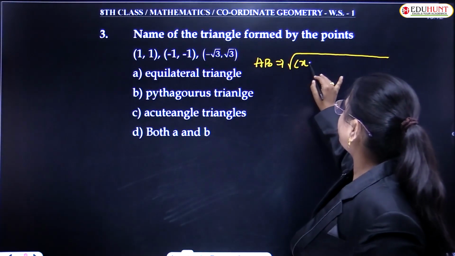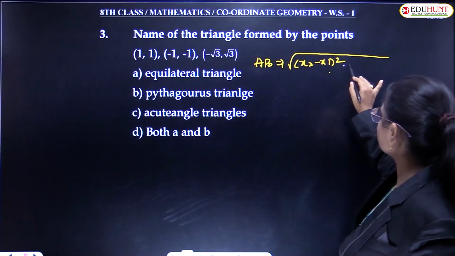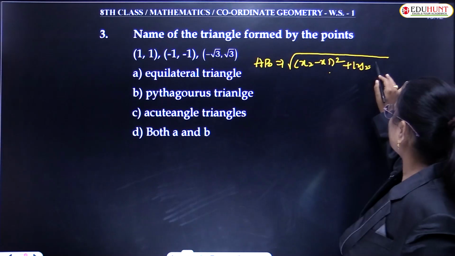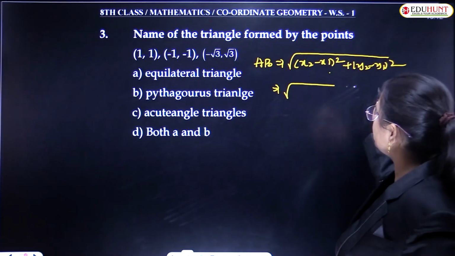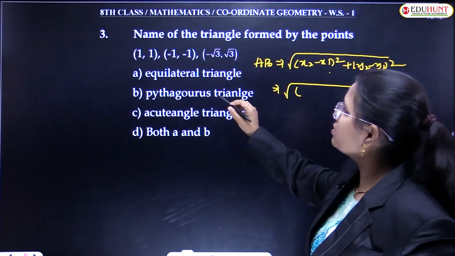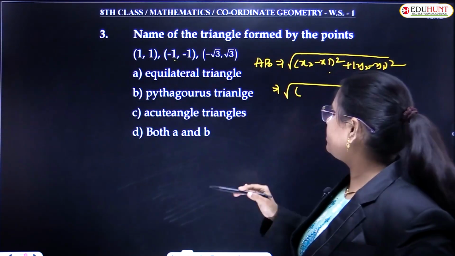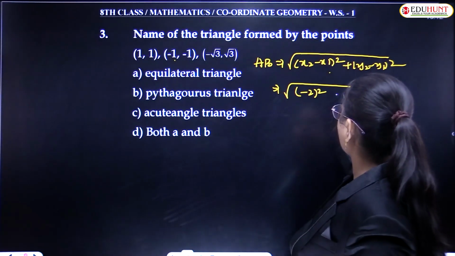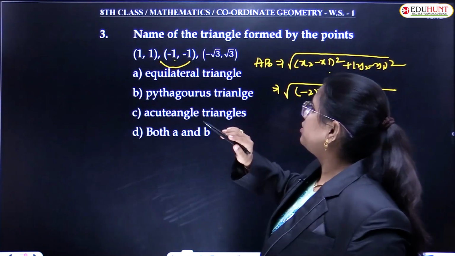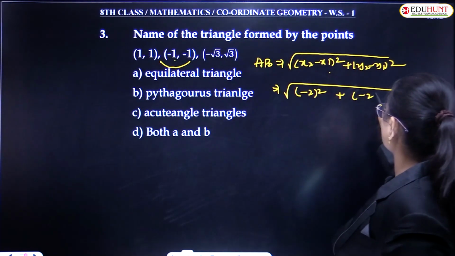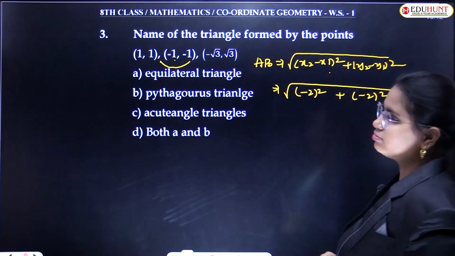What is the formula? Distance between two points: under root, x2 minus x1 whole square plus y2 minus y1 whole square, right? So AB distance is x2 minus x1, minus 1 minus 1, minus 2 whole square, plus minus 1 minus 1, which is again minus 2 whole square. 4 plus 4, which is root 8, okay, root 8.